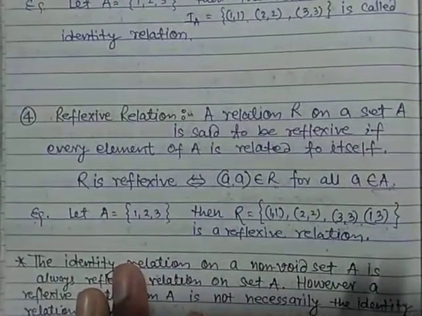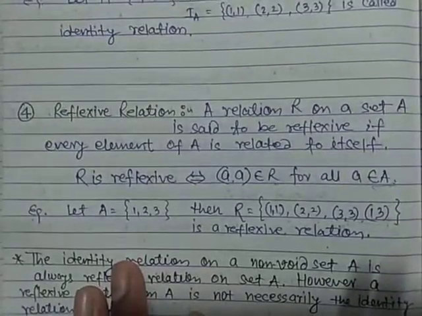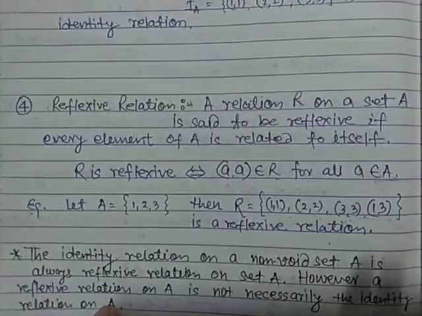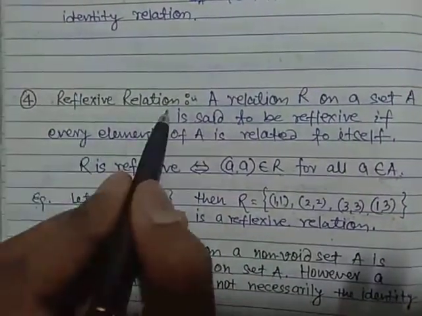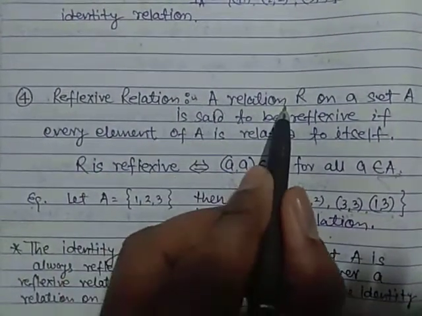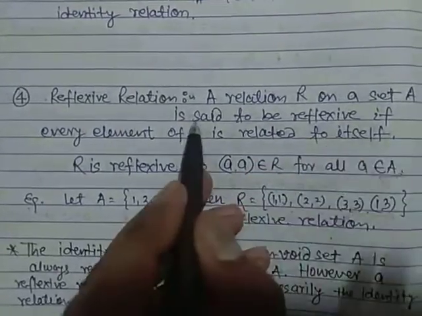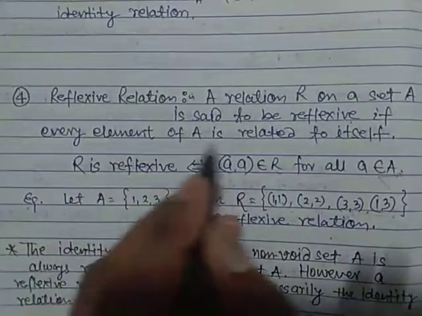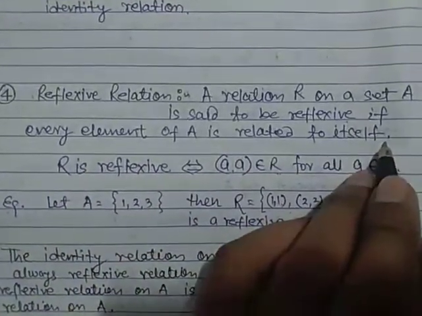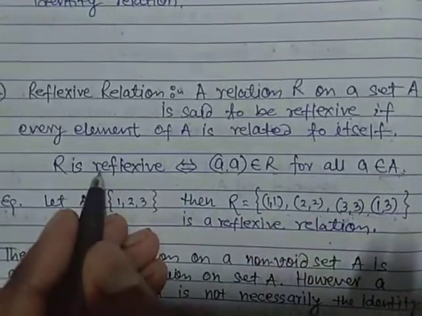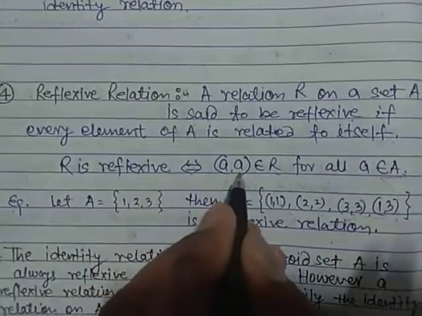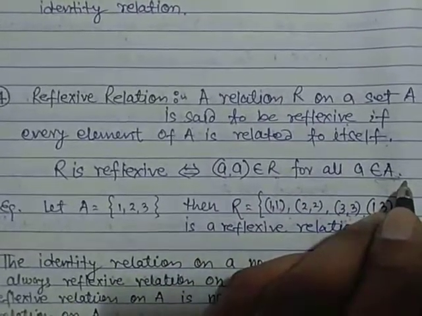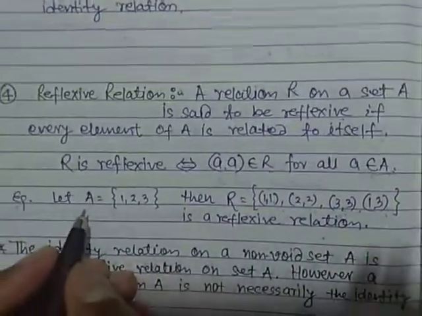The next relation we have is the reflexive relation. That appears to be similar to the identity one, but they have some different results. A relation R on a set A is said to be reflexive if every element of A is related to itself. Meaning, if R is reflexive, then (a, a) belongs to R for all a that belongs to A. Let's understand this by an example.